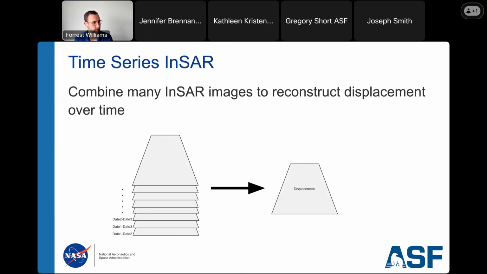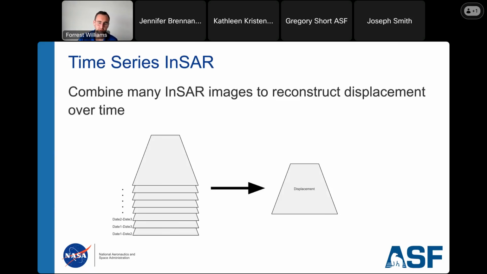And similar things can happen with landslides. Landslides tend to move faster under wetter regimes, and so you might expect them to speed up when there's wetter conditions and slow down when things get a bit drier. And by using time series InSAR, we can start to look at those temporal patterns and how the displacement is occurring. So time series InSAR is kind of a big umbrella term.